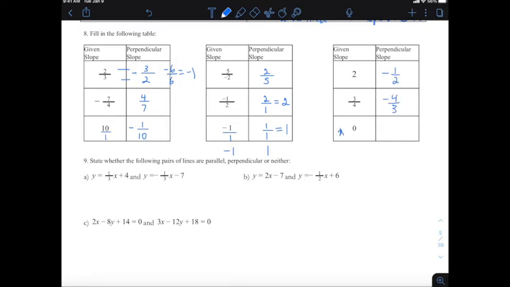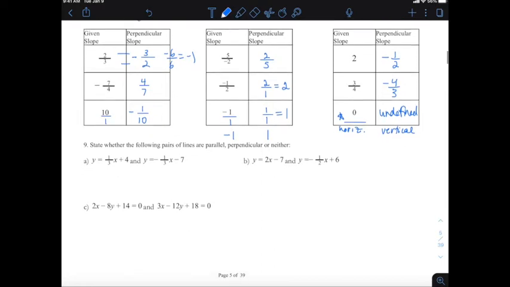Now this is a tricky one. If my given slope is 0, well, that's a flat line, meaning my perpendicular slope is going to be vertical, and that slope is undefined. So that's what I would write there, undefined.